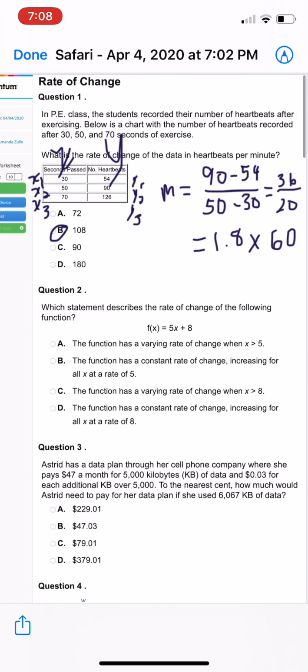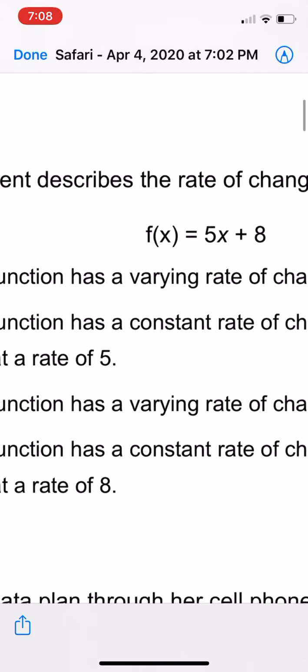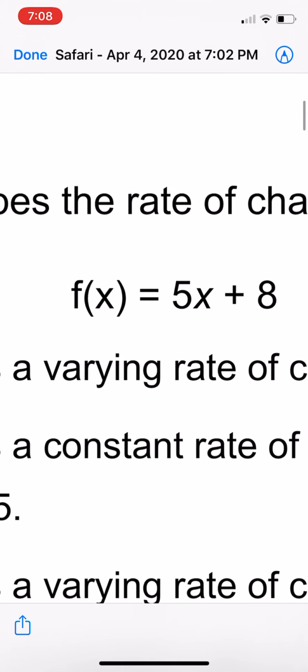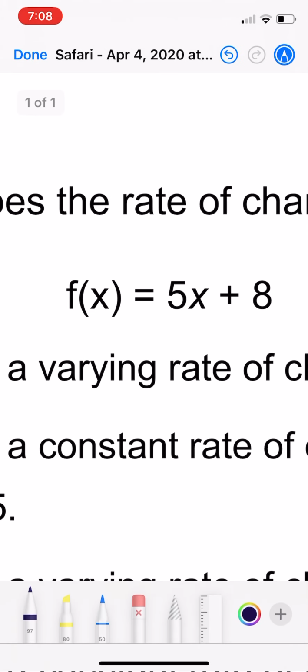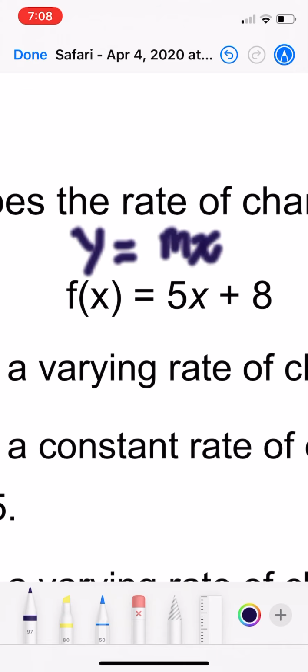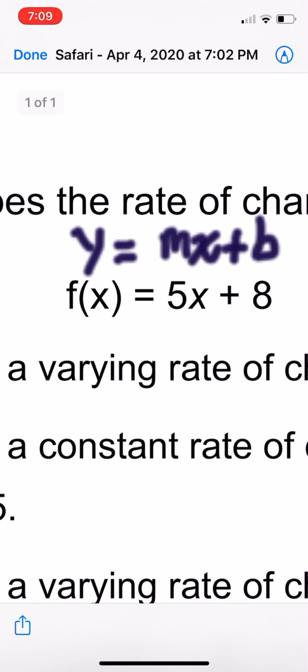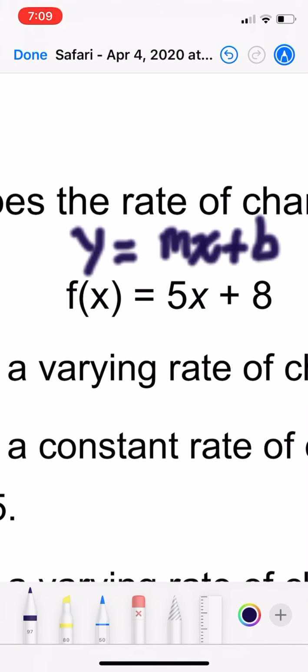Number 2 is asking which describes the rate of change in the following function. So f of x equals 5x plus 8. Function, this looks an awful lot like y. That's what it's supposed to be, y equals mx plus b. And if we're talking about the rate of change here, we're talking about the number in front of x, which is 5.